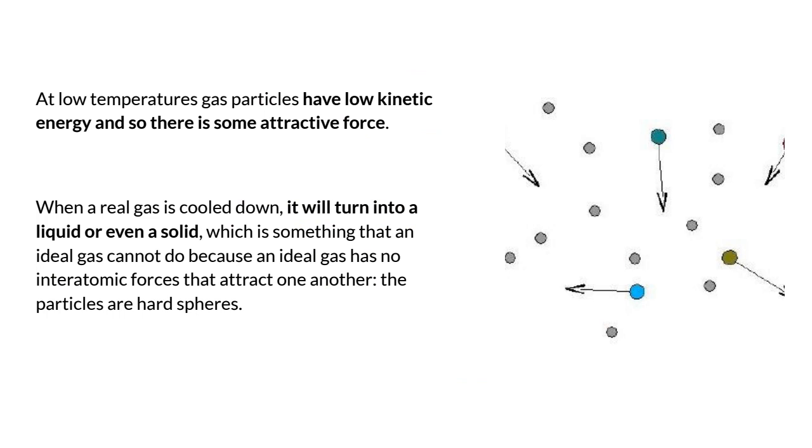One of the consequences of forcing particles together is that they change state, right? So at low temperatures, gas particles have low kinetic energy and there is some attractive force. And what happens? Things start to condense, right? A gas will start to become a liquid. It's not going to follow the gas laws. It's not going to follow kinetic theory if it's becoming a liquid, right? So an ideal gas cannot change state.